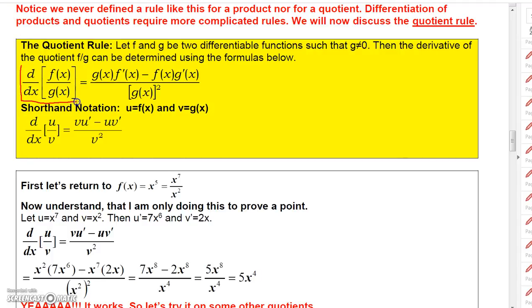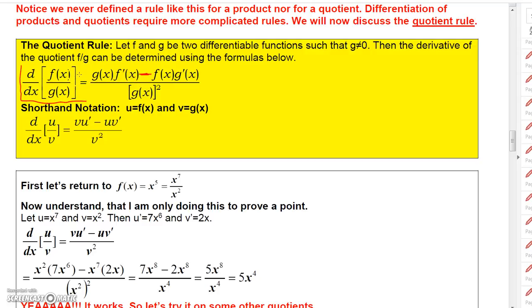The derivative of the quotient of two functions, f of x over g of x. Now this one you have to be very careful with, because the numerator is a difference. So you've got to get this in the right order. It would be g of x, which is the bottom function, times the derivative of f, which is the top function, minus f of x times the derivative of g. And then you have a denominator. You have to square the function that's on the bottom. So it's g of x quantity squared.